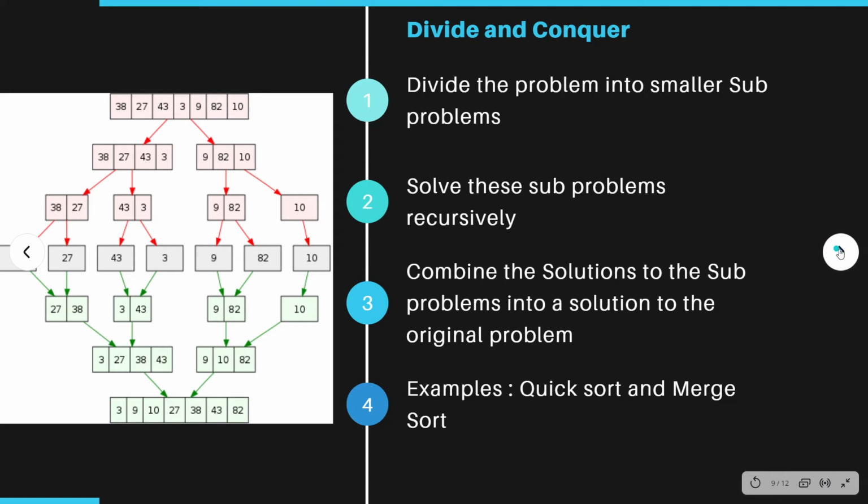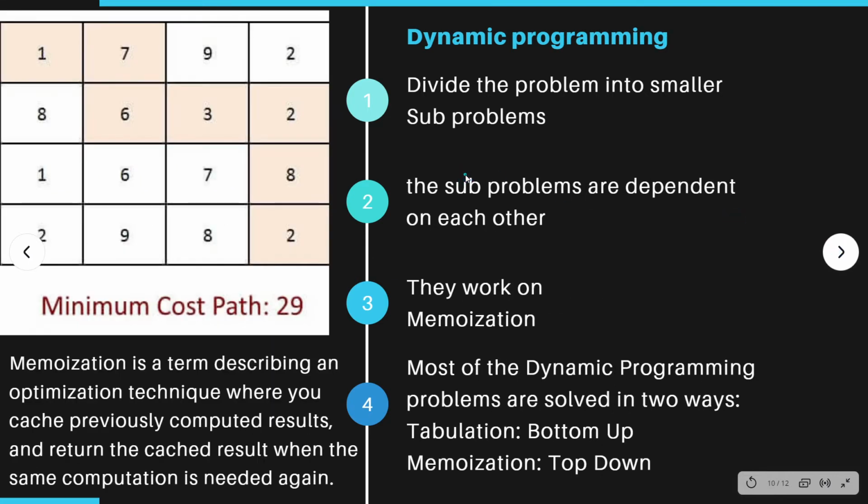Moving on to the next part, dynamic programming. In dynamic programming also, we divide the problem into smaller sub problems, but the difference is that the smaller sub problems are dependent on each other. They work on memoization. Memoization is a term describing an optimization technique where you cache previously computed results and return the cached result when the same computation is needed again. You understand the meaning of cache? Cache is basically storing the previous value and then using it in the future.